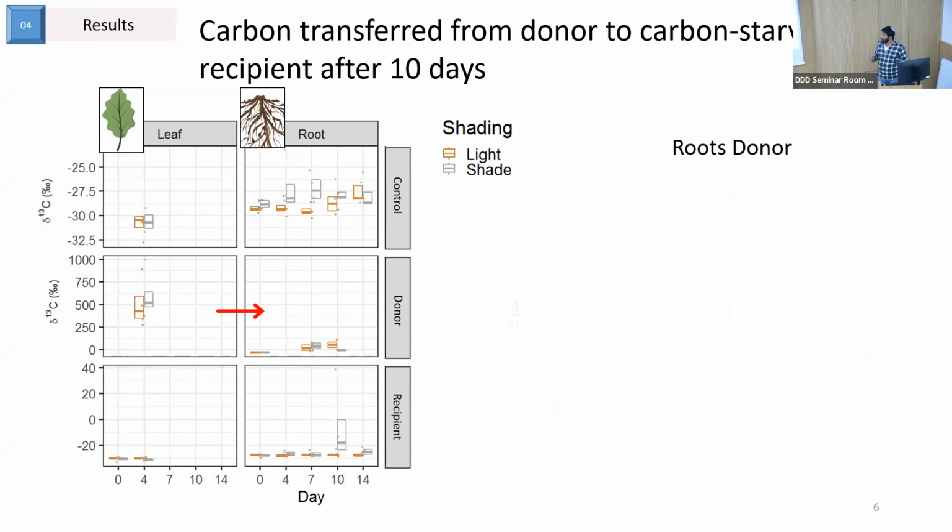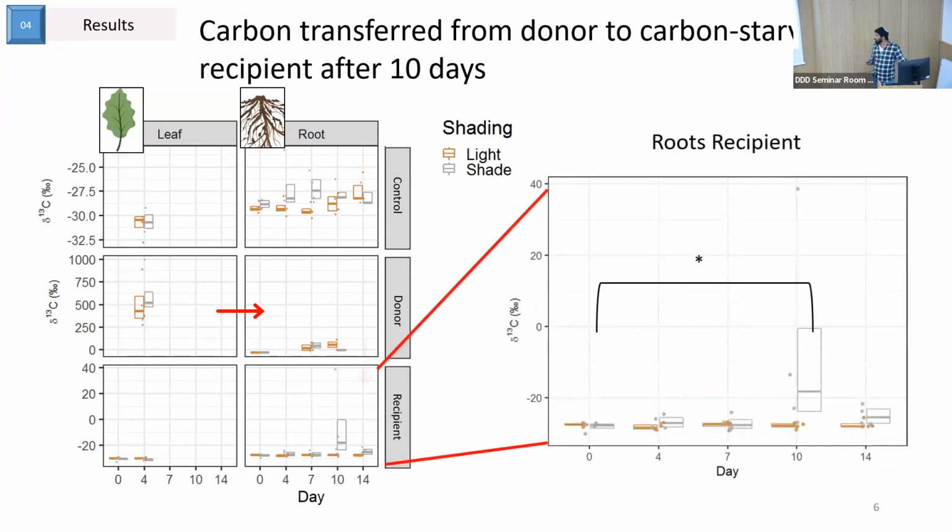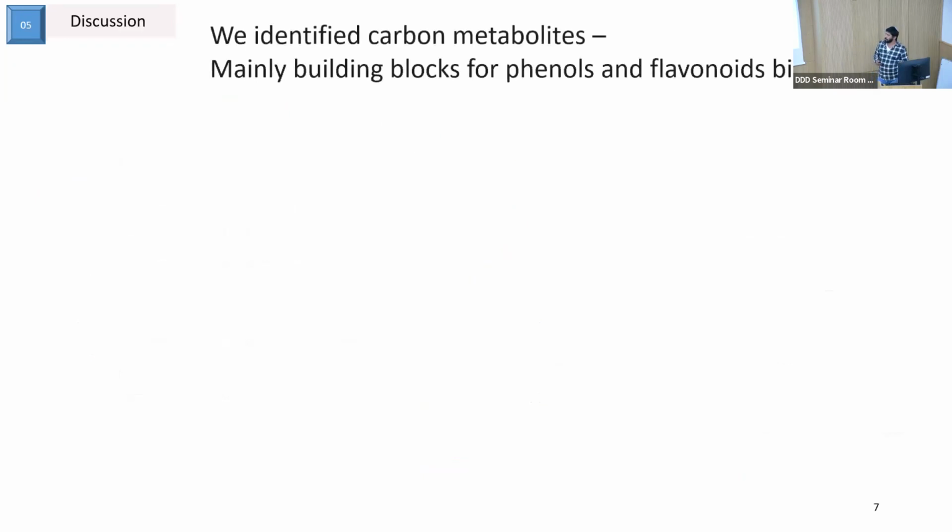Later, we looked at the roots of the recipient tree, and we saw that after 10 days, we located some carbon that reached the shaded oak tree. This carbon was coming from the donor tree. So what we did was collect this tissue that contained the labeled carbon and send it for metabolomic analysis to try to identify these metabolites that contain the carbon-13.